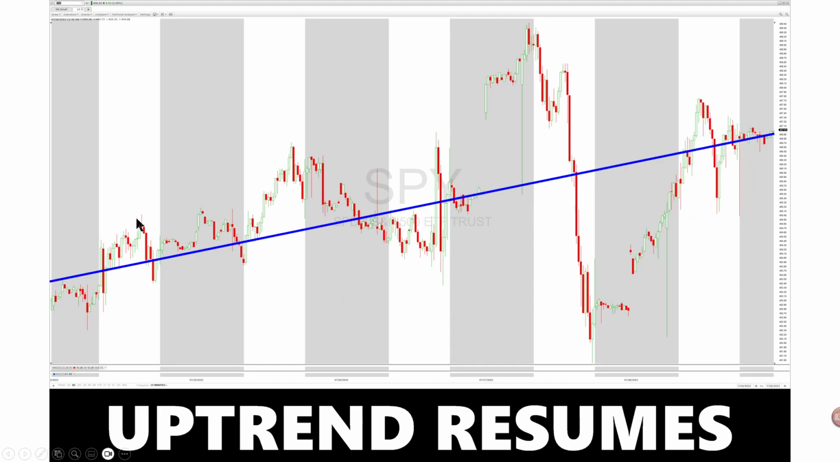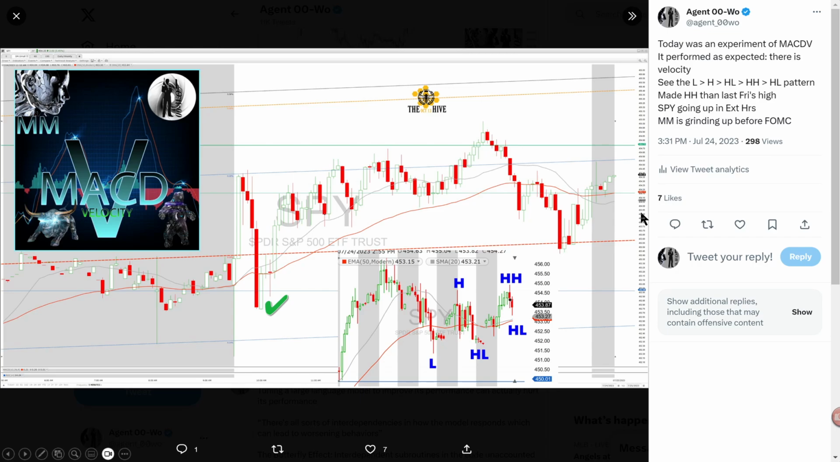I'm going to show you a tweet that I sent out on Monday the 24th. Today was an experiment of the MACD-V that I had developed last weekend. I'm tweeting here that it performed as expected. There is velocity. I sent that out on Monday.